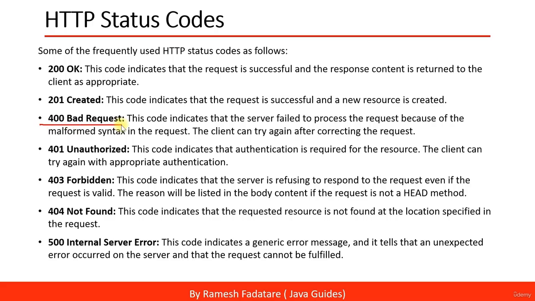So next is 400 Bad Request. The 400 Bad Request status code indicates that the server failed to process the request because of malformed syntax in the request. The client can try again after correcting the request. For example, if the client made a mistake while passing request parameters to the REST API, then the server will process the request and send an error response back to the client saying that the client should pass the correct request parameters. Let's understand more about this status code with an example.